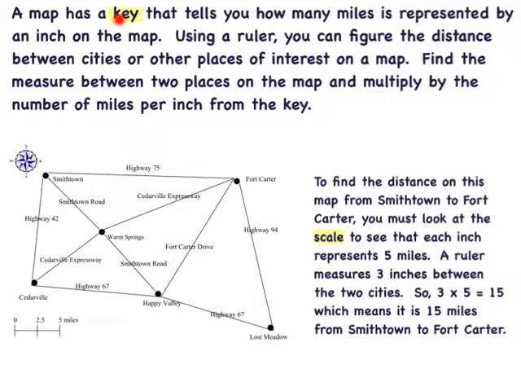A map has a key that tells you how many miles is represented by an inch on the map. Using a ruler, you can figure the distance between cities or other places of interest on a map. First, find the measure between the 2 places on the map, and then multiply by the number of miles per inch from the key.